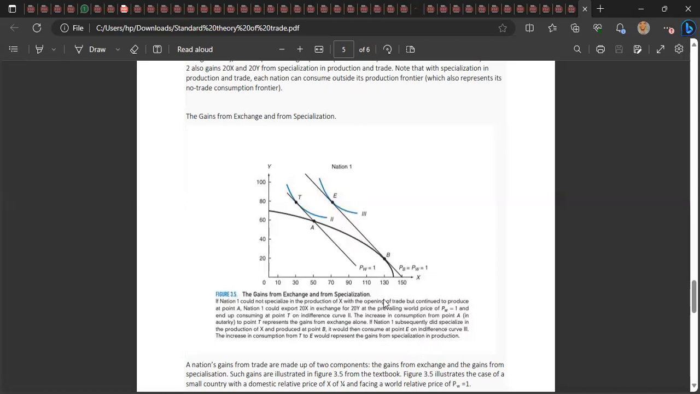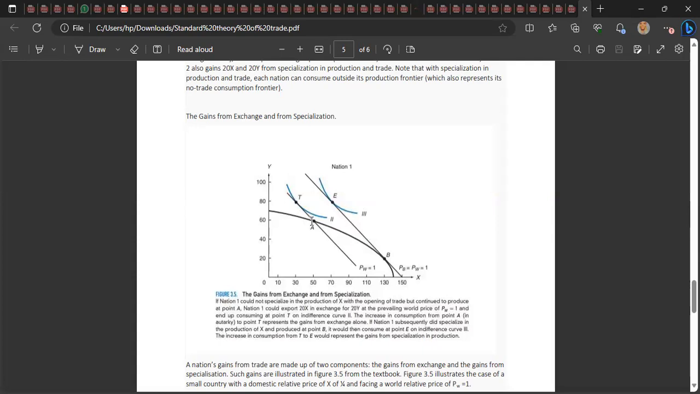Okay, let me just read it out and then I'm gonna explain it. So the prevailing price is still that 1 there, right? So the increase in consumption from point A, which is that equilibrium in autarky, to point T represents the gains of exchange alone, right? That's the starting point. So in other words, those calculations that we're doing actually show what's being shown here: the gains of exchange alone.